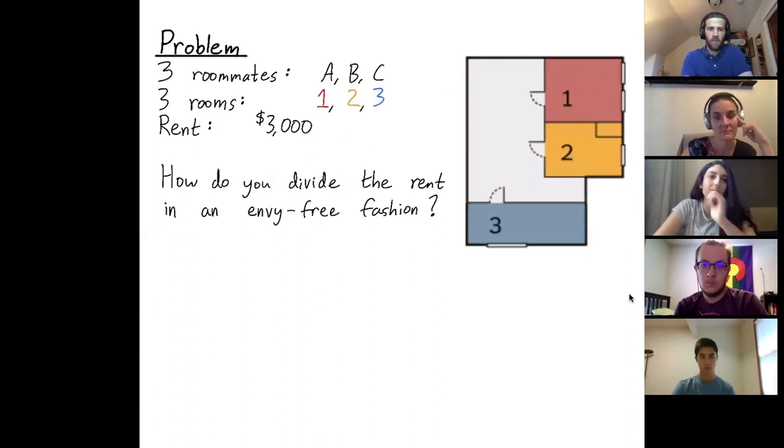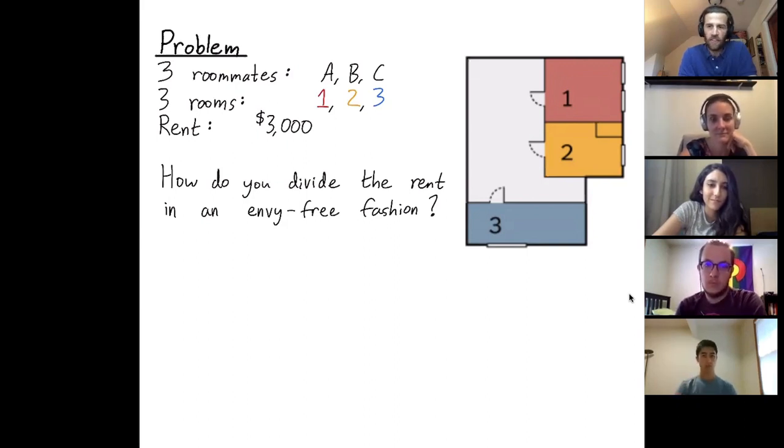So the problem is as follows. We have three roommates, A, B, and C, and they decided to room together for the upcoming year. And their house has three rooms, 1, 2, and 3. We'll keep these colors consistent, so the colors will be the colors of the rooms throughout the talk. So you have the same number of roommates as rooms. And there's a total rent that they owe to their landlord per month. And they need to decide how to divide this rent.